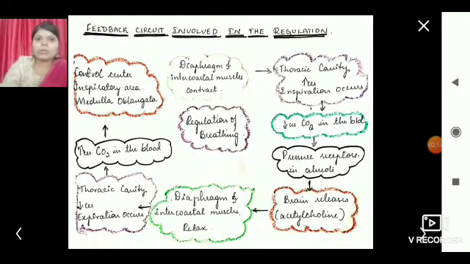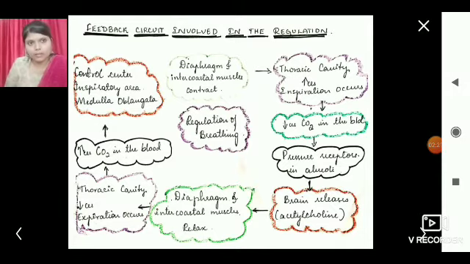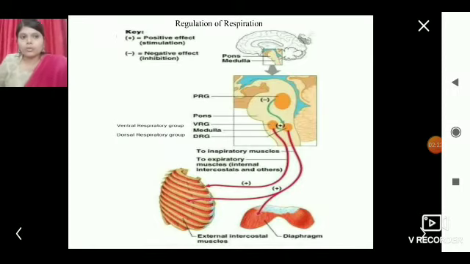Here is the feedback circuit involving the regulation of respiration. I'll show you the picture of the brain. The pons and the medulla give us the centers of respiration, which release acetylcholine, giving signals to the lungs or the intercostal muscles to contract or relax.